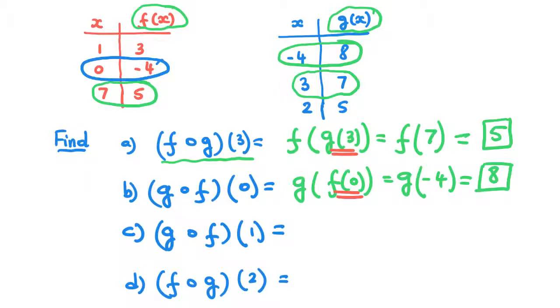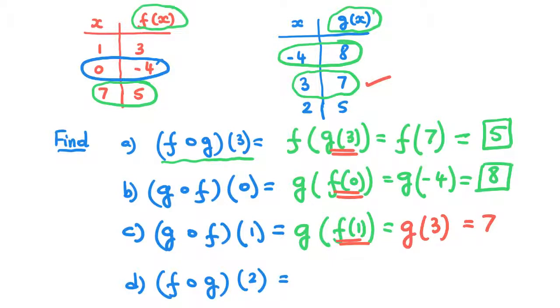Same thing here. So it's g of f of 1. Then f of 1 is 3. So this is g of 3. And I get g of 3 is actually 7 from here.